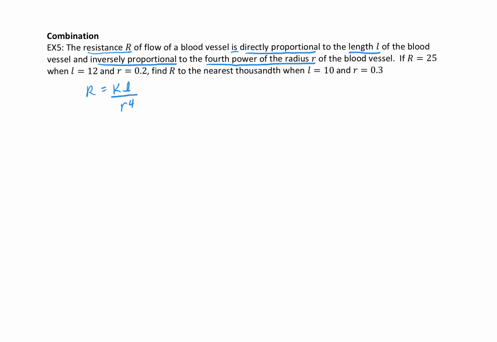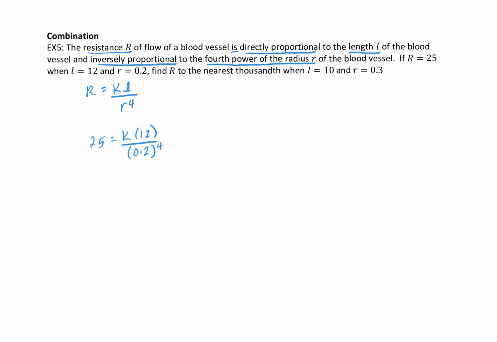So let's go ahead and look at what's given to us. The rest of the problem, we're not given units, so that means we don't have to worry about units. It says if R is equal to 25, solving for K, when L is 12 and r, little r, is 0.2, so that would be the radius, but remember we're taking it to the fourth power. Find R to the nearest thousandths when L is 10 and r is 0.3.